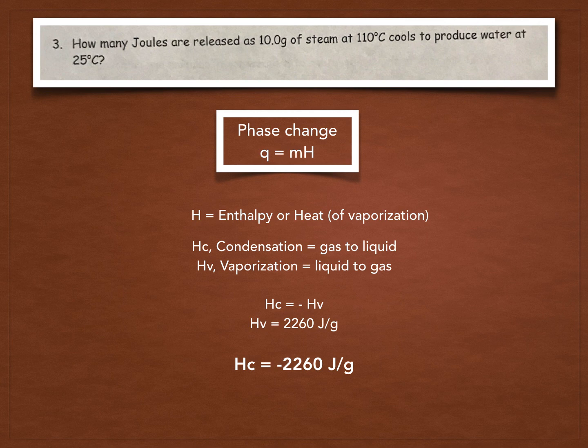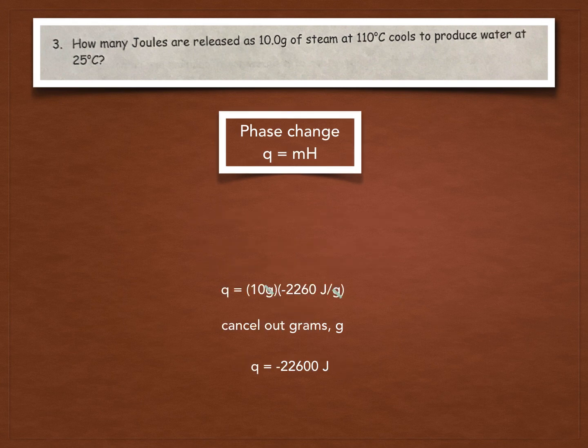You will likely be given the heat of vaporization and not the heat of condensation. The numerical values are the same, but the signs are opposite. If the heat of vaporization is 2,260 joules per gram, then the heat of condensation is negative 2,260 joules per gram. Remember, H, enthalpy, is heat absorbed. So when you have a negative H value, that means heat is being released. Steam has to release its heat in order to become water.